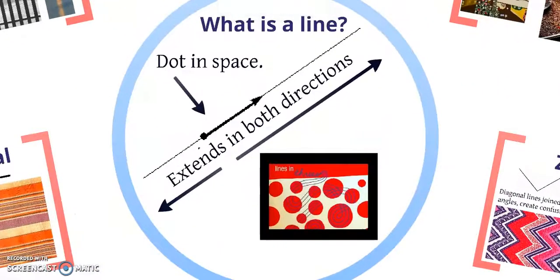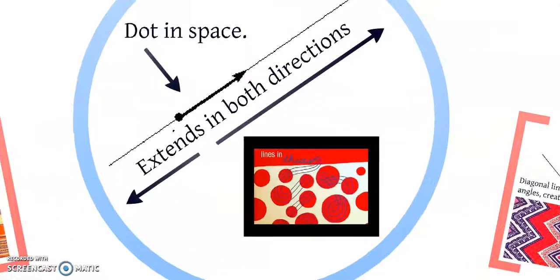So what is a line? A line is a dot in space that extends in both directions. So a line is just a dot that goes on forever. Let's watch my favorite line story.